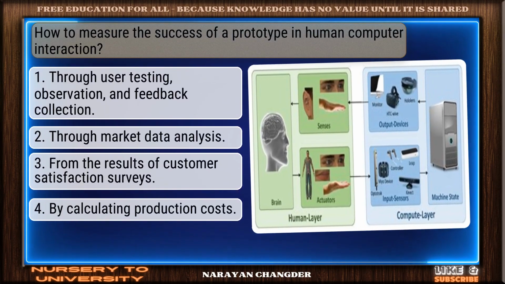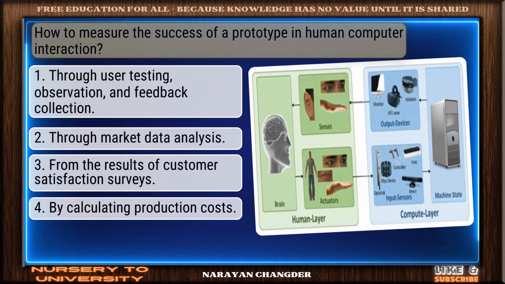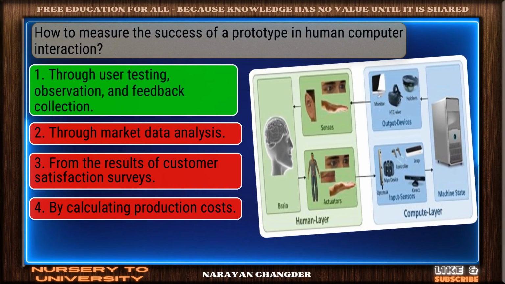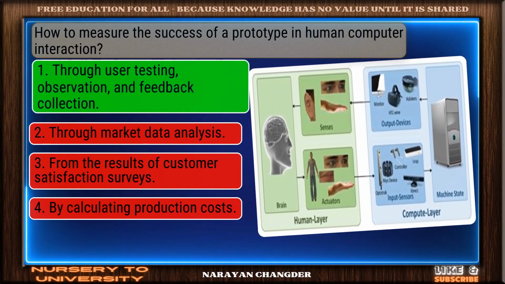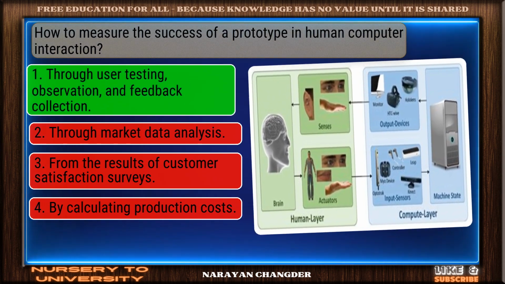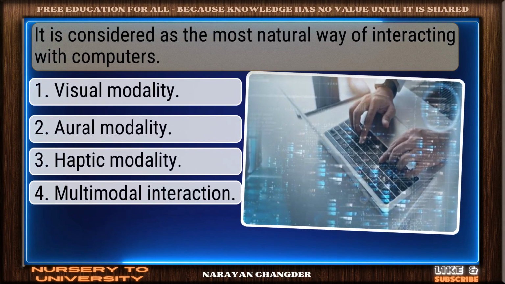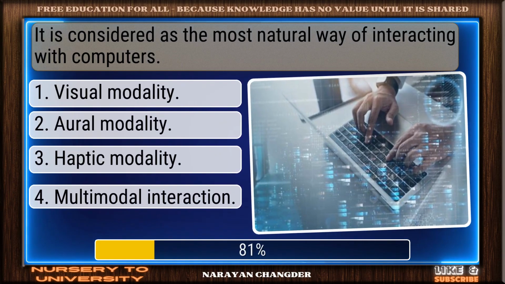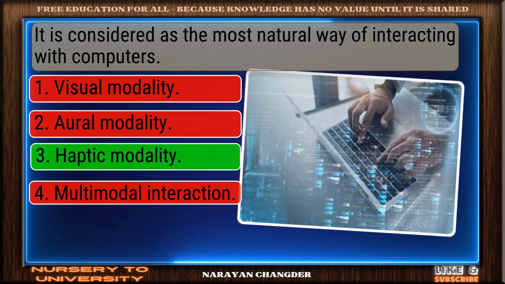Question number 11. How to measure the success of a prototype in human-computer interaction? Nice selection. Through user testing, observation, and feedback collection is the correct and valid answer. Question number 12. It is considered as the most natural way of interacting with computers. You're right. Haptic modality is the correct answer.